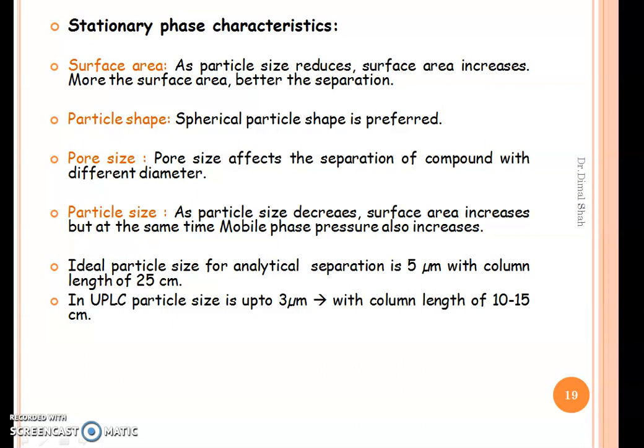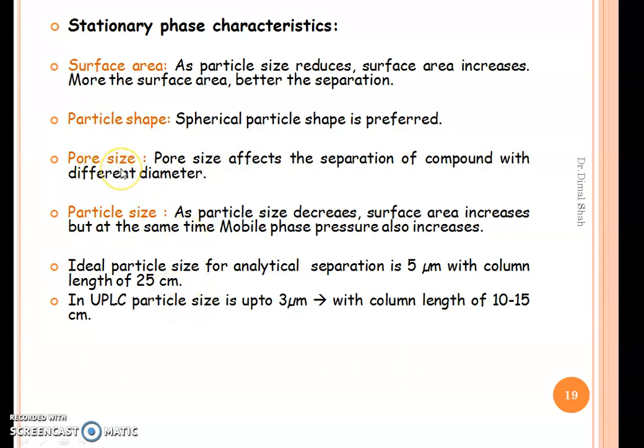The stationary phase characteristics that we need to consider are as below. Surface area: as the particle size reduces, the surface area increases for the stationary phase, and the more the surface area, the better the separation. But at the same time, if you reduce the particle size, the pressure required for the mobile phase to pass over the stationary phase will also increase. So it should be a compromise between these two points. The second point is particle shape. Ideally, spherical particles are preferred as a stationary phase.